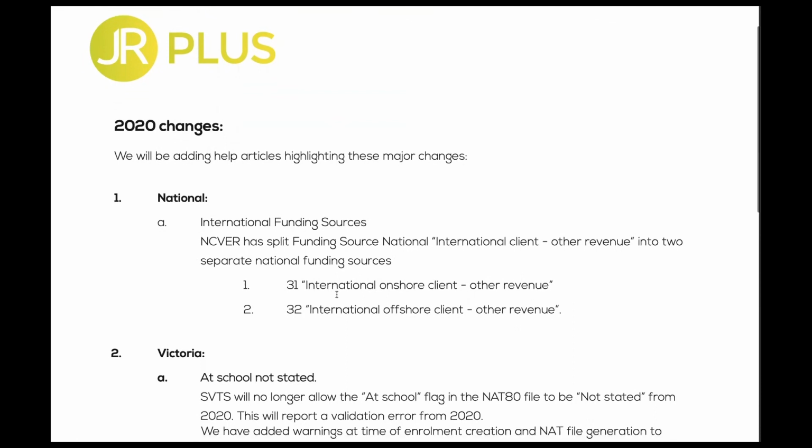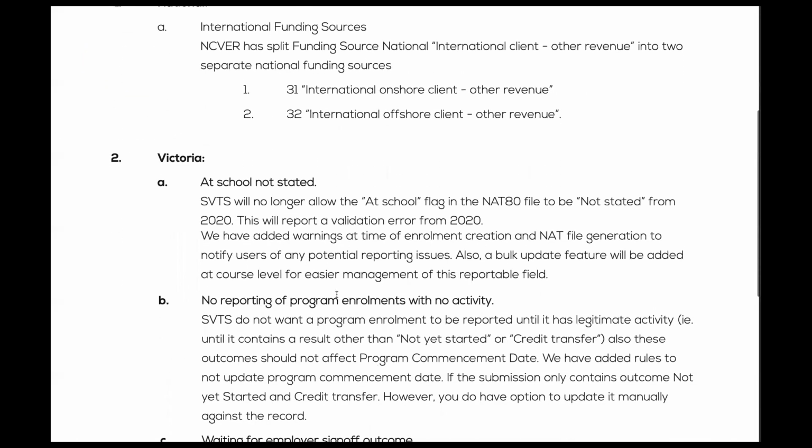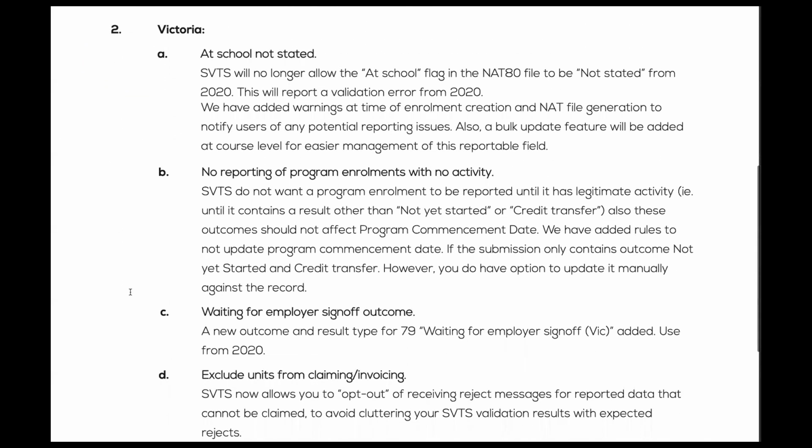The next change I'm going to cover is around Victoria. Again, quite a few there. The biggest one here is the at school flag. SVTS will no longer allow you to use not stated from 2020. You need to answer that question as a yes or a no.